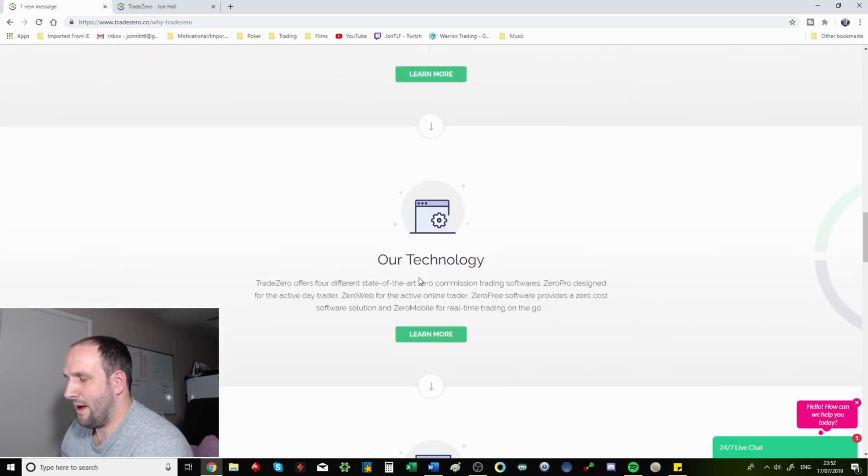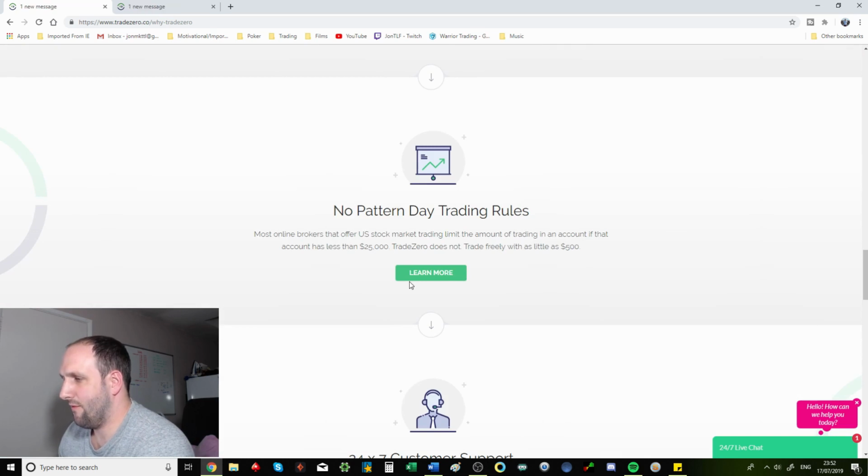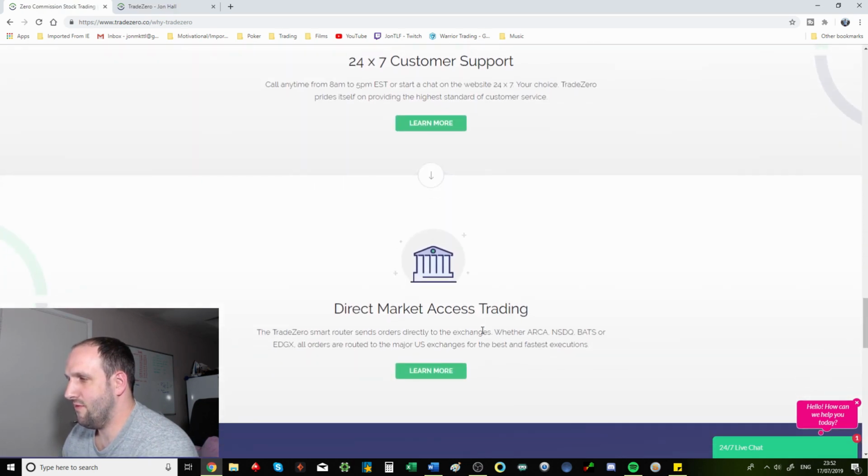Technology, so talking about their platform, the different types of platforms they offer. Really good, really happy with their platform and their software, and they are constantly improving it. And once again, you see here, no PDT rule applies. This is the international version, the one I'm mainly going to concentrate on. But just note, if you are in the US, the PDT rule will apply to you. And 24/7 customer service and direct market access trading.